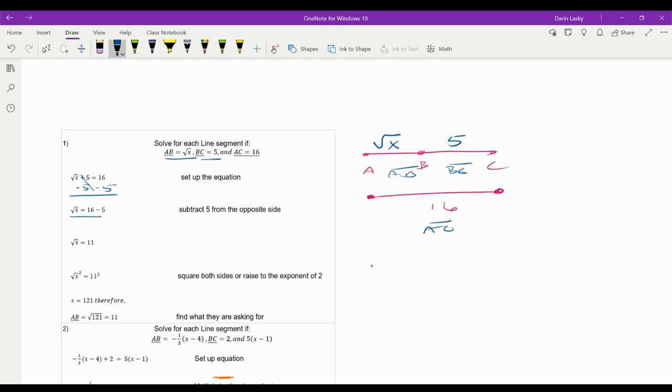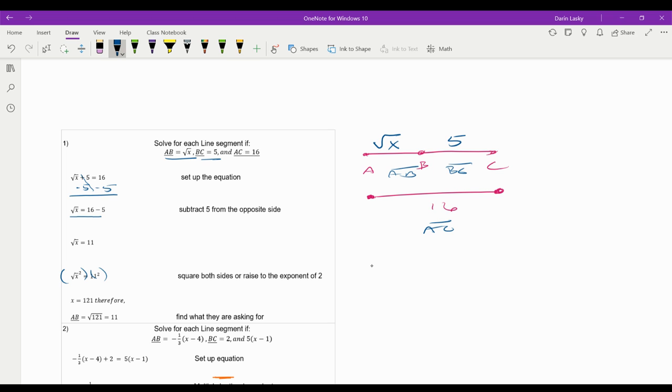And then this is a skill from last year that we're practicing right now. To get rid of the square root, you have to use its inverse operation. The square root inverse operation is squared, so I'm going to raise each side to the power of 2.